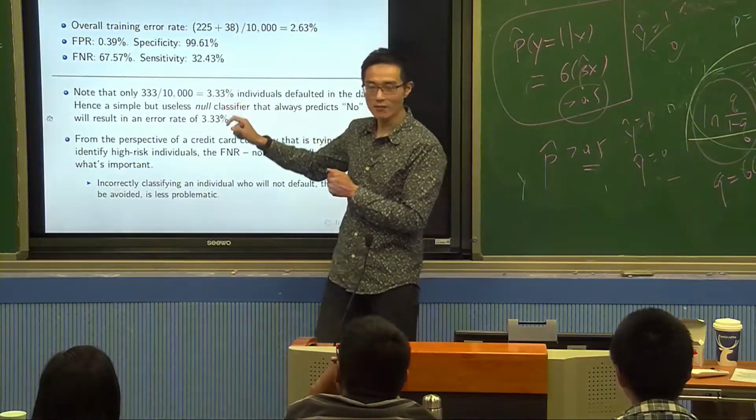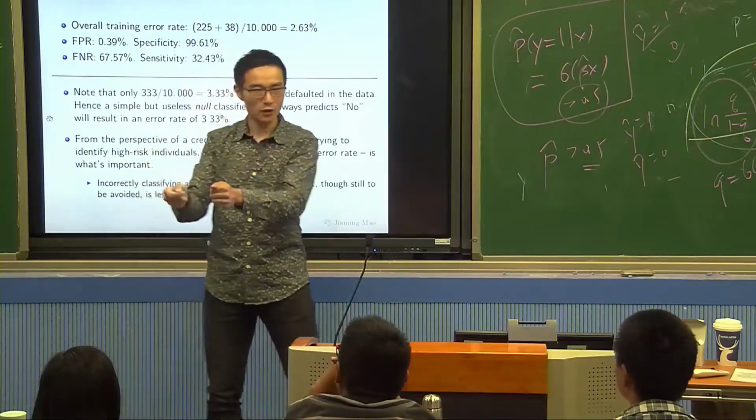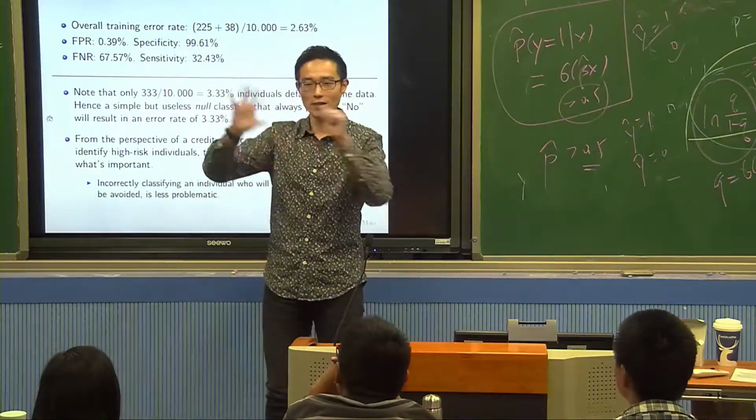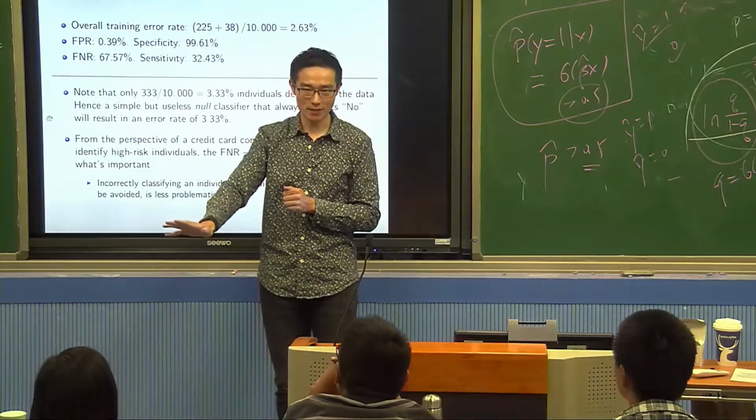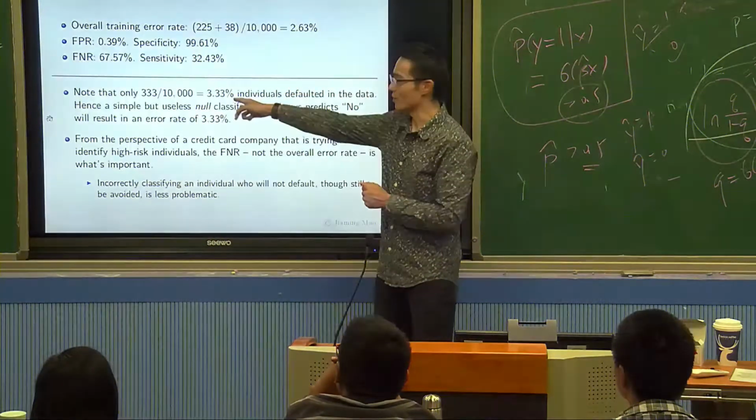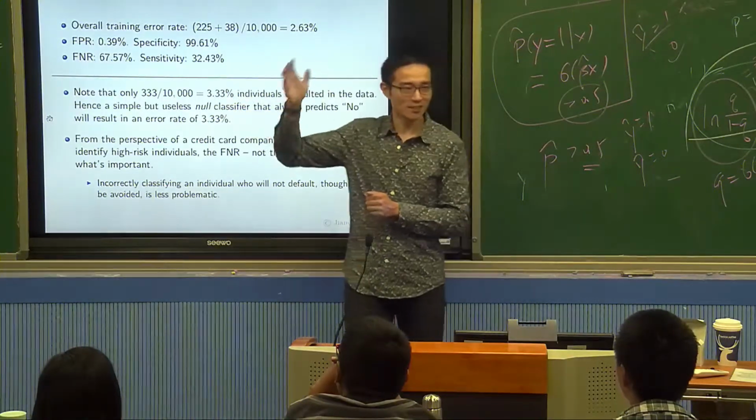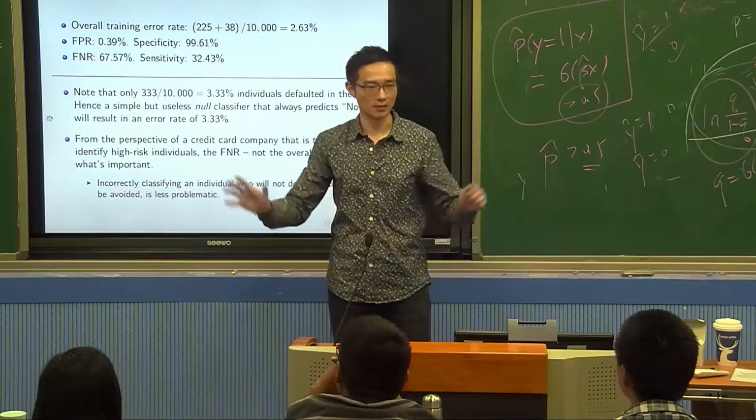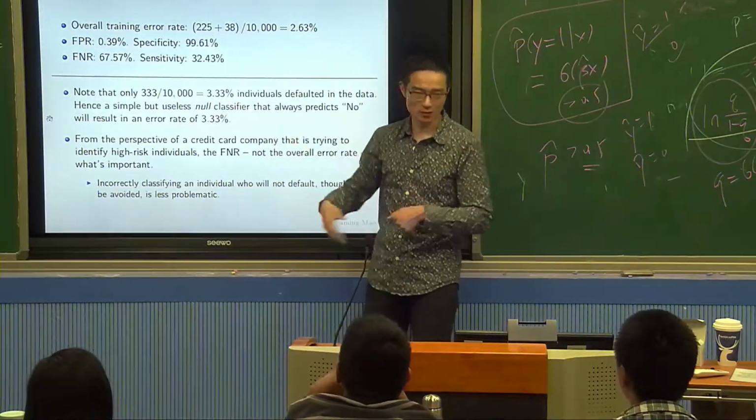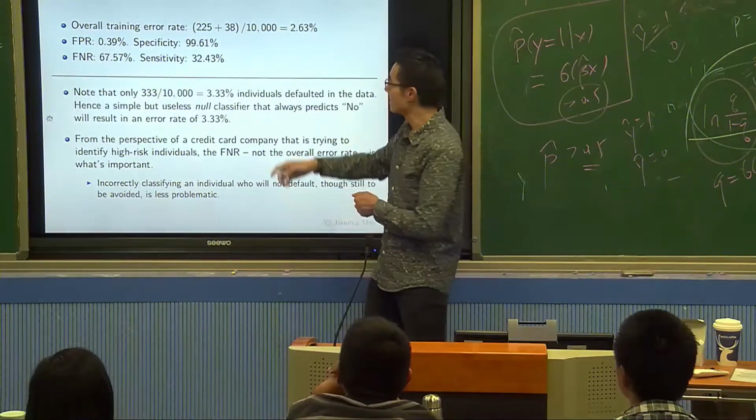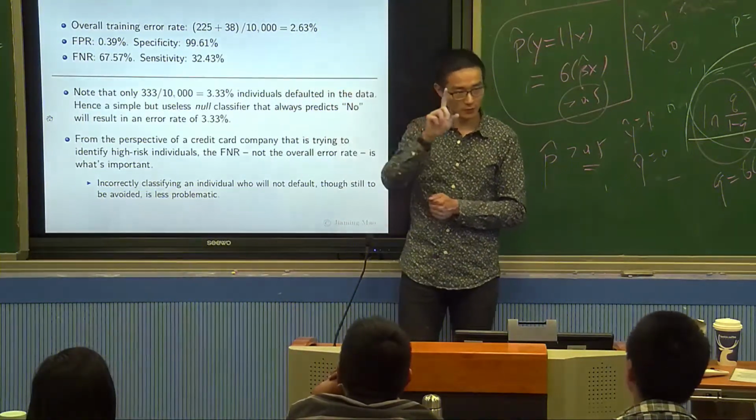What does that mean? It means if I have a very stupid classifier which just predicts everybody to be no default, like I don't have any model, how much error do I make? 3.33. I just declare everybody no default and I only make 3.33. But if I go ahead and do a logistic regression and then make predictions, I make 2.63. Obviously, that's not good enough. So this is the first thing.